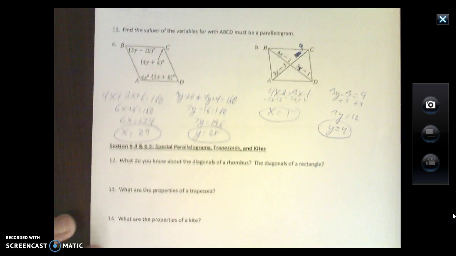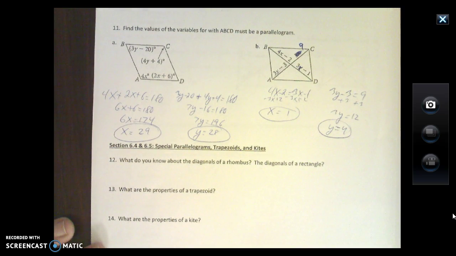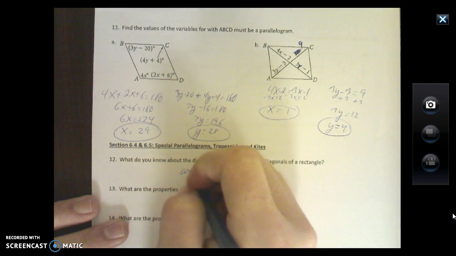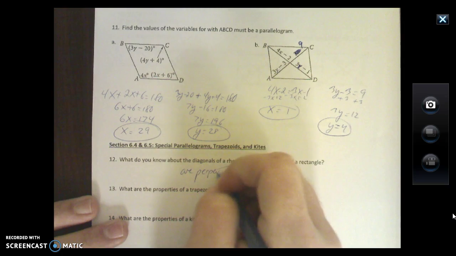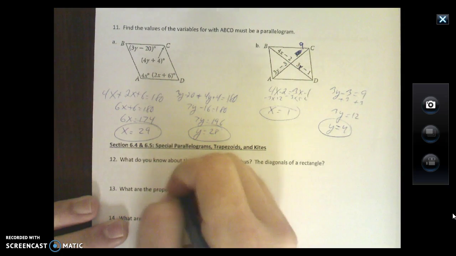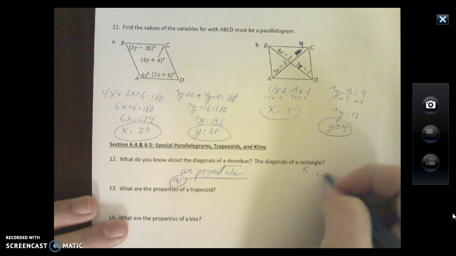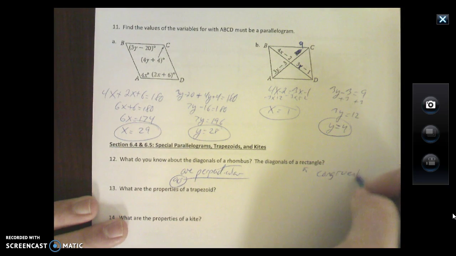All right. What do you know about the diagonals of a rhombus, the diagonals of a rectangle? A rhombus, diagonals are perpendicular. Perpendicular, which means they make 90 degrees. For a rectangle, they are congruent, which means same length.